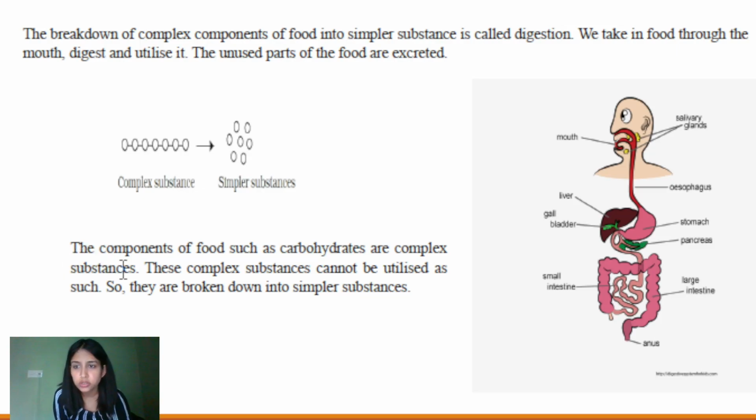Yes, very good, students. So the components of food such as carbohydrates are complex substances. These complex substances cannot be utilized as such. The food that we are taking is in whole form, made of complex substances, and we cannot digest them just as a whole. We need to break them into parts first, and only after that will we be able to digest them. So they are broken down into simpler substances, because from carbohydrates we are getting the different units of glucose from which they are made, right? So we'll be moving forward from here.